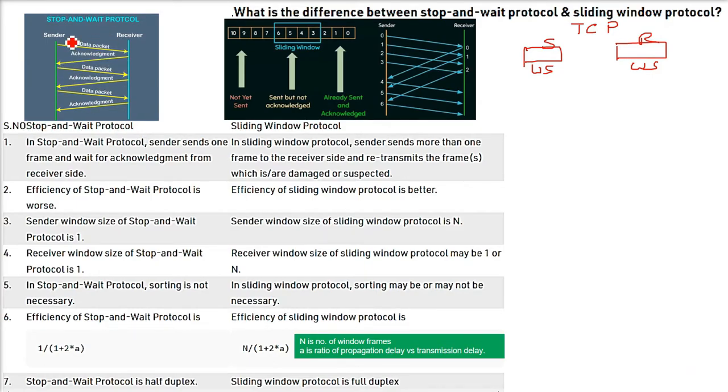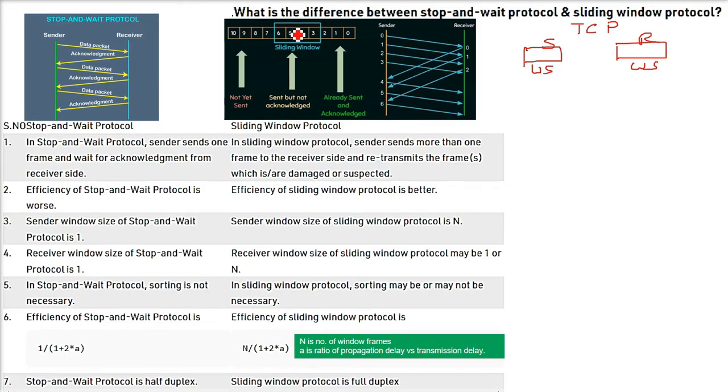In stop and wait protocol, the sender sends one frame and waits for acknowledgement from the receiver side. We use the word frame because we know that it is data link kind of stuff. In sliding window protocol, the sender sends more than one frame to the receiver side, and this is the window. This is not an actual window, this is a logical window, and it retransmits the frames which are damaged or suspected to be damaged.